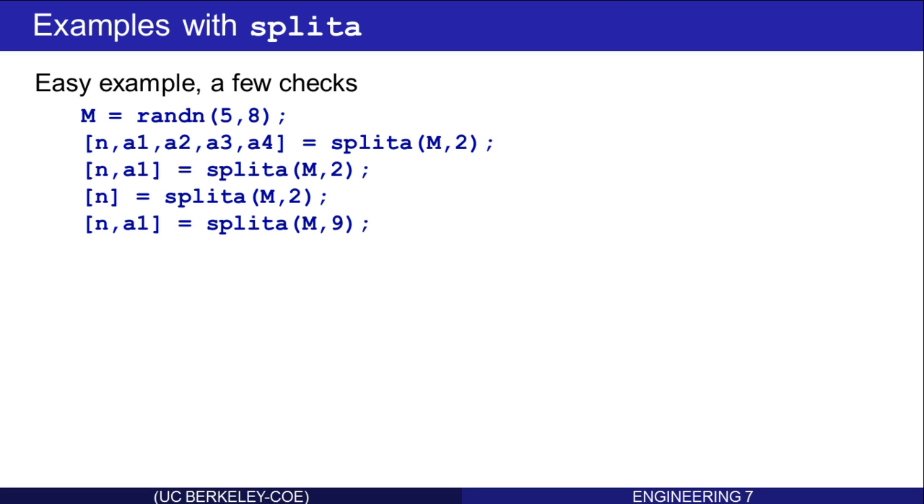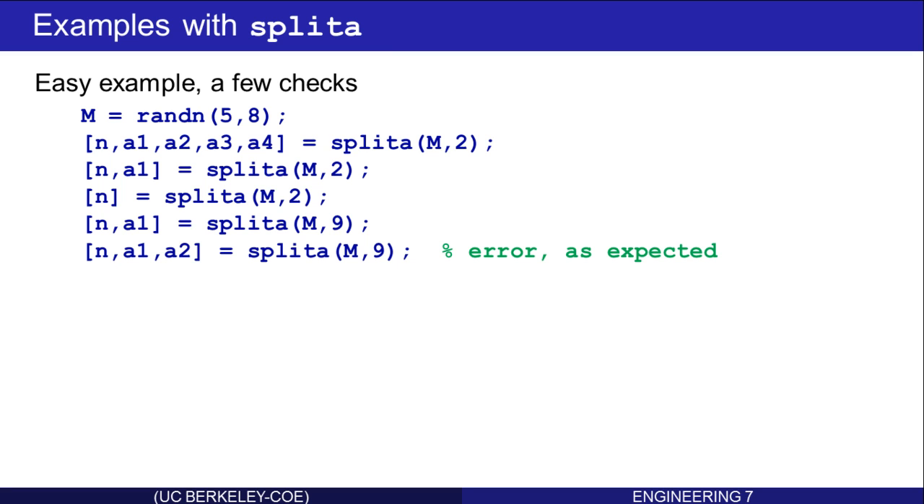This splits the columns into groups of 9, so there'll only be 1 group and in fact that first group will only have 8 columns in it, since that's all that M has in the first place. Attempting more than one group with 9 columns gets an error as expected.